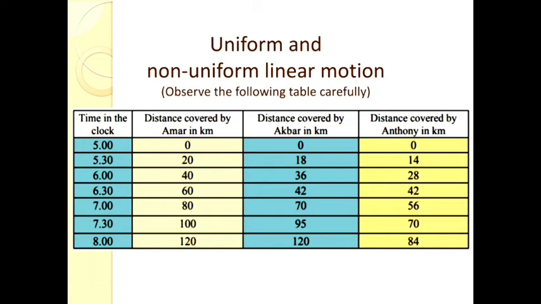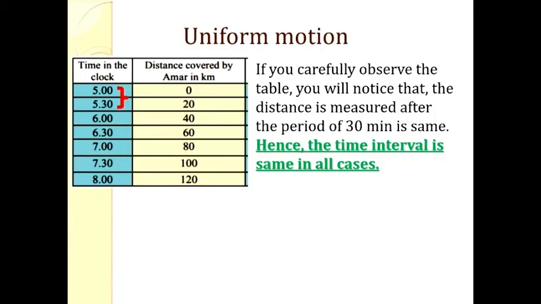In this table, the distance covered by Amar, Akbar and Anthony is given. And on the left hand side, the time is also given. If you observe the table carefully, you may notice that the distance is calculated after a gap of 30 minutes. Now, let us go to the first type, uniform motion. Observe the table carefully. You will find that the table shows you the distance covered by Amar.